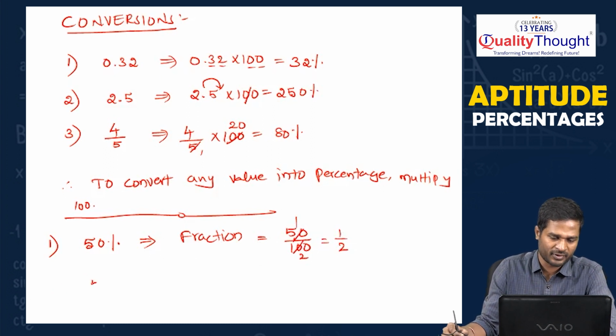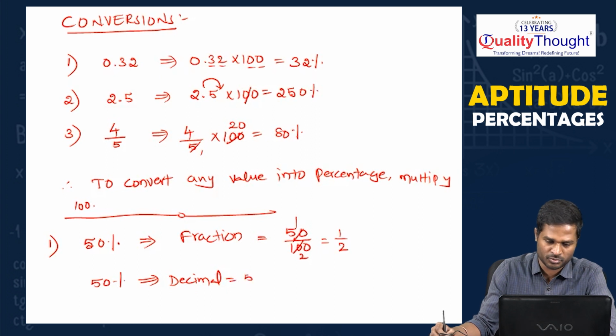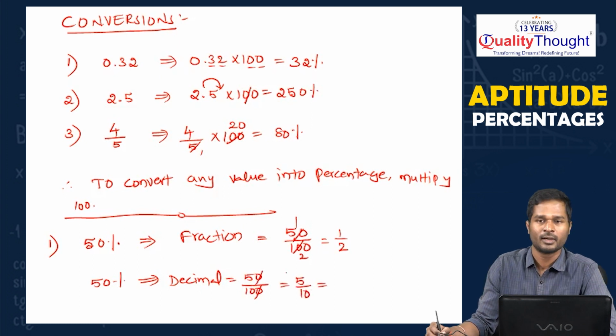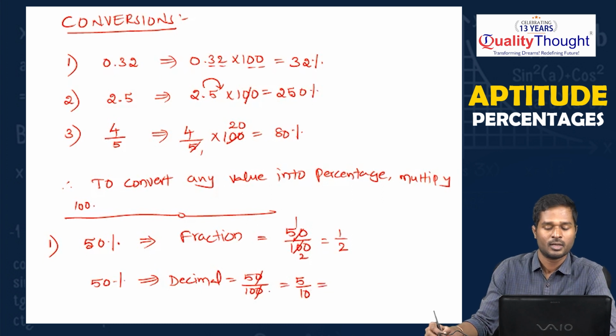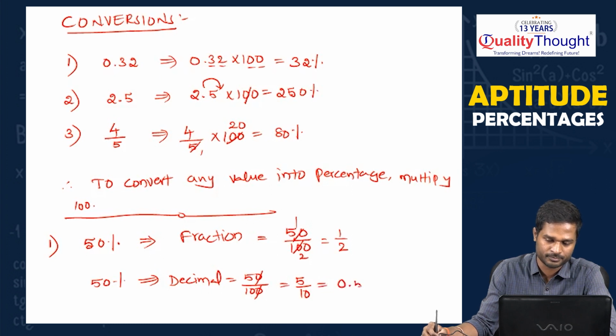Same example, if I take 50 percentage, how will we convert it into decimal value? So, decimal, take 50% as it is, cancel the zero, 5/10 remains. So, whenever you divide general values by multiples of 10, however many zeros you have, the point will go that many steps back. So, that means it will become 0.5.